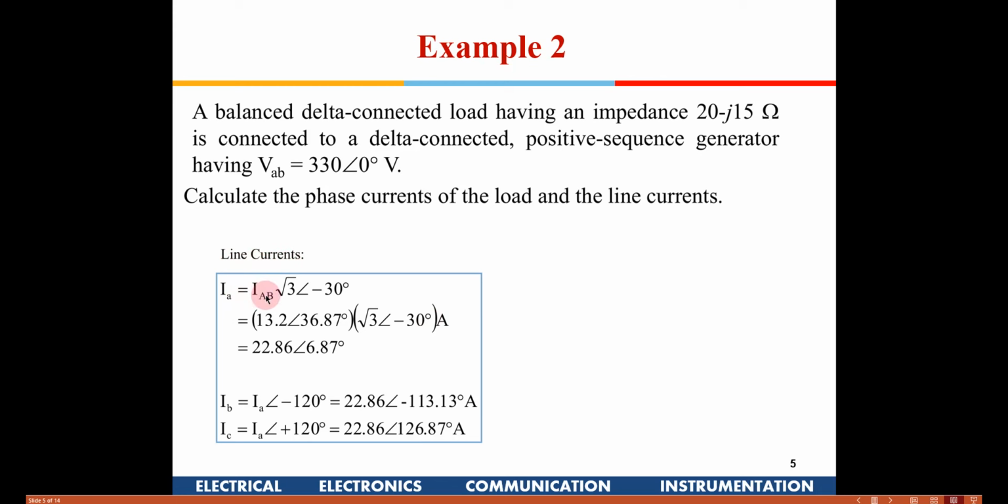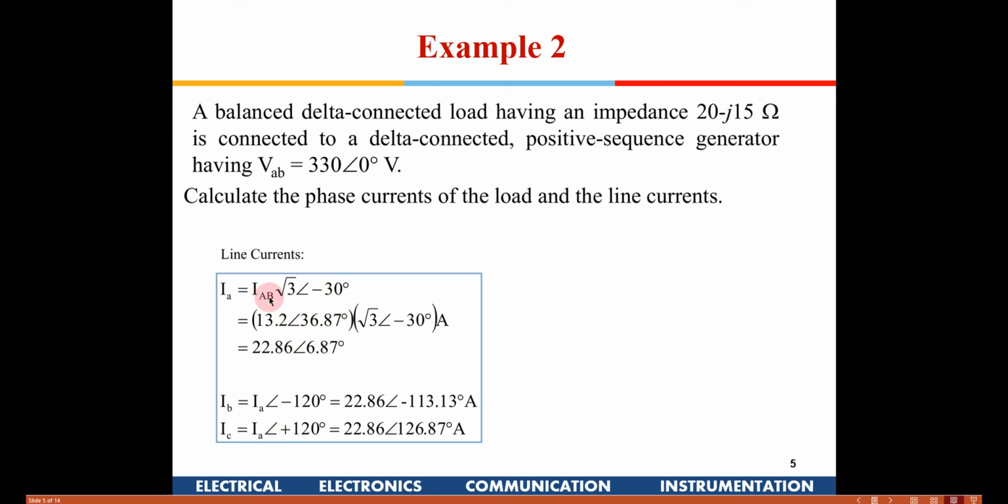From the phase currents, when I have to find the line currents, the formula used will be root 3 times I_AB, with a minus 30 degrees. Whereas when we find the line voltage from the phase voltage relation, it is going to be plus 30. So for the current it is minus 30, for the voltage it is plus 30. So I multiply by root 3, put a minus 30 here, and I get all three line currents.